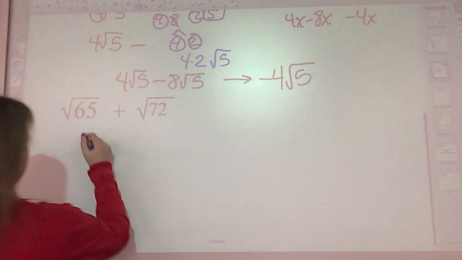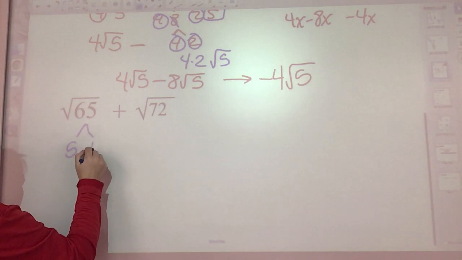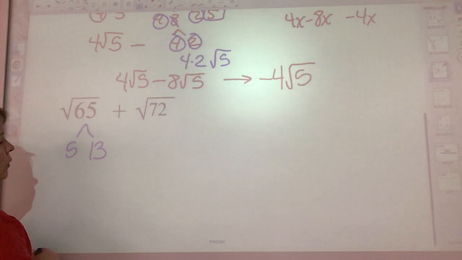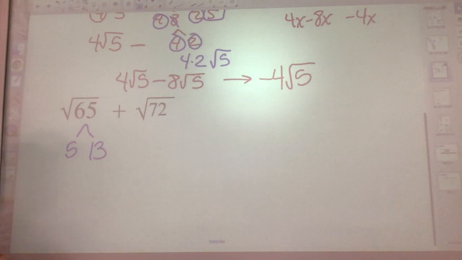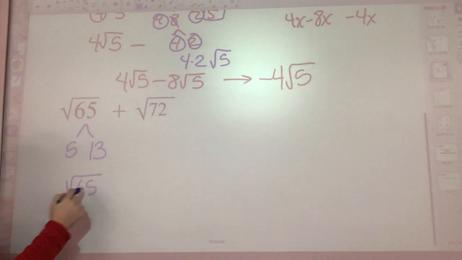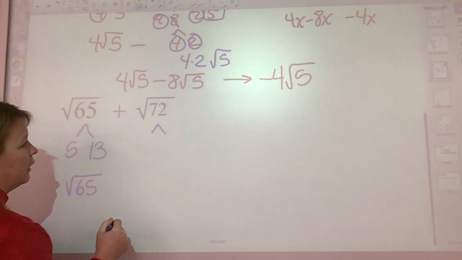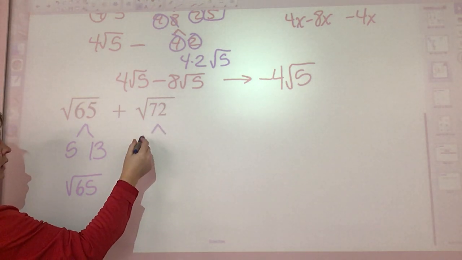I'm going to break 65 down into 5 and 13. Oh, 2 prime numbers, 5 and 13. Can't go any further, don't have a pair. Square root of 65 cannot be simplified. The only way we could add these is if they're like terms. I doubt it, doesn't look like they're going to be.